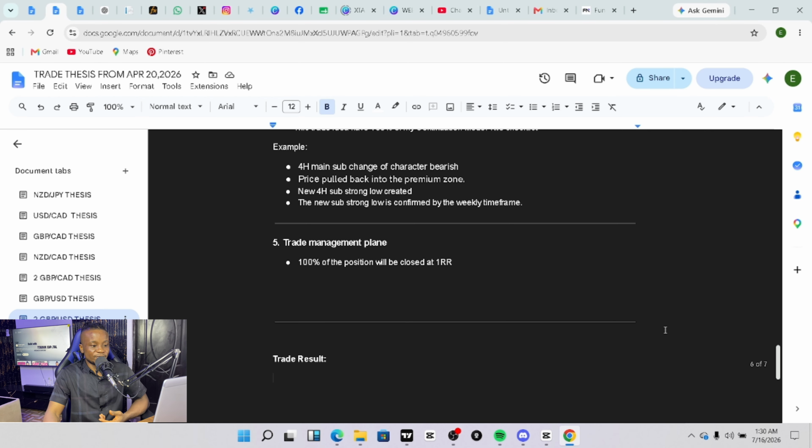Then the second to last phase is the trade management, where we pre-plan how we are going to manage a particular position we are going into. In this situation, there's no trade management here because it's just 1-to-1 that we are going for. We said 100% of the position will be closed at 1-to-1, so there's not much trade management here.